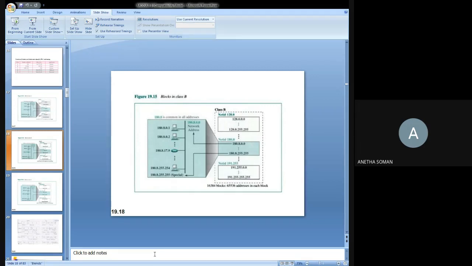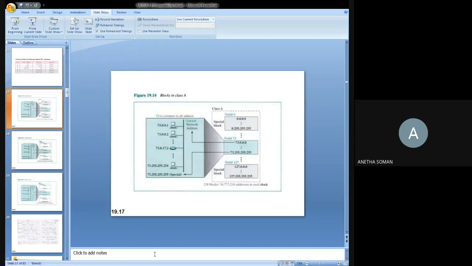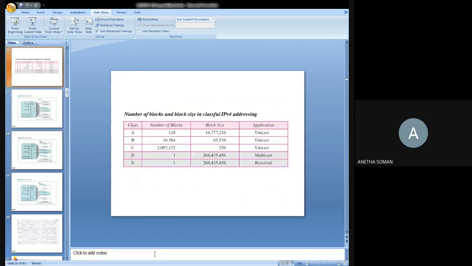Okay, now coming to class C. What can you see in class C? In class C, the total number of blocks is 2,097,152, and the number of addresses provided to each block is 256.